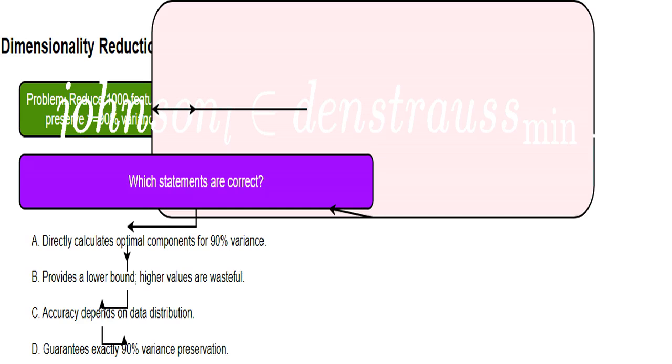This statement is incorrect. The johnson_lindenstrauss_min_dim function doesn't give you the single best number of components to hit exactly 90% variance. Instead, it provides a lower bound.